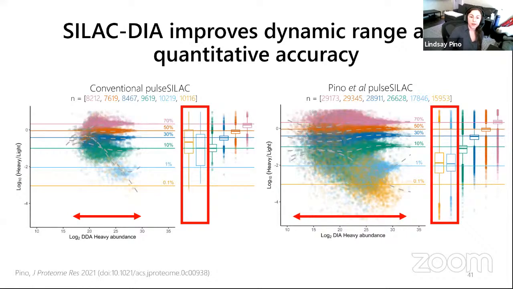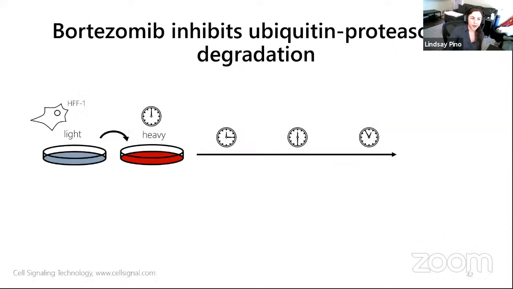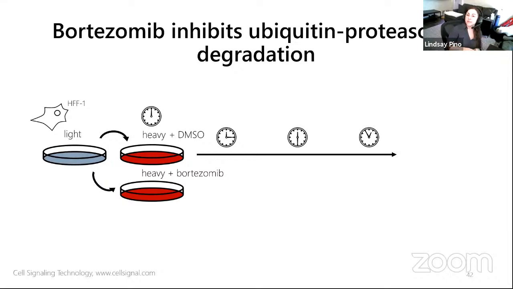So we wanted to apply this in maybe a more interesting system than this benchmark. And what we decided to do was look at bortezomib treatment. So this experiment is performed the exact same way. We're taking these human cells, growing them in light for a while. Then we're going to switch them to heavy media. But at the point when we switch them to heavy media, we're going to treat one set of samples with DMSO. The other set of samples we're going to treat with this drug, bortezomib.